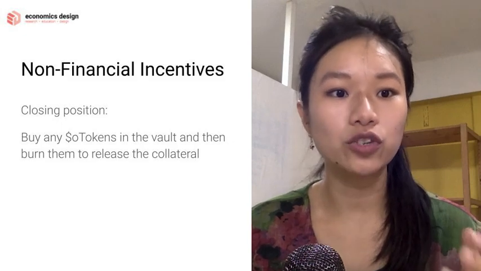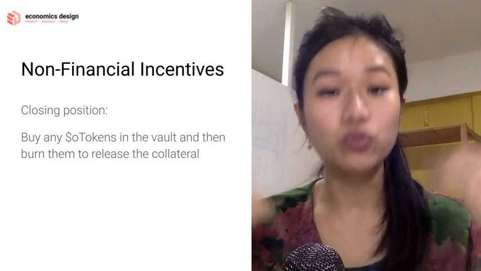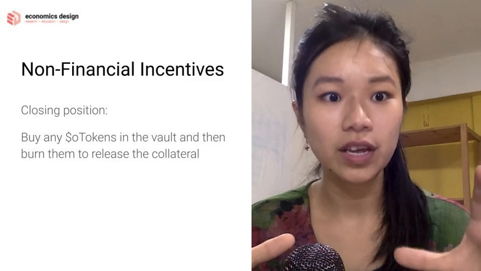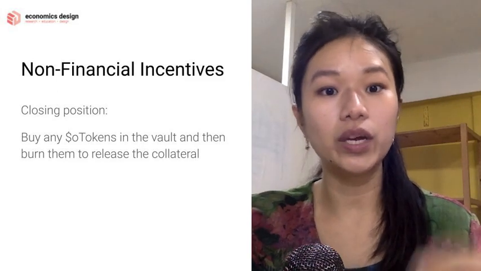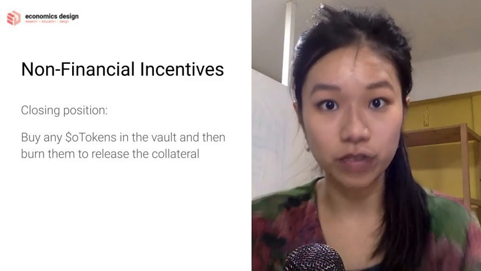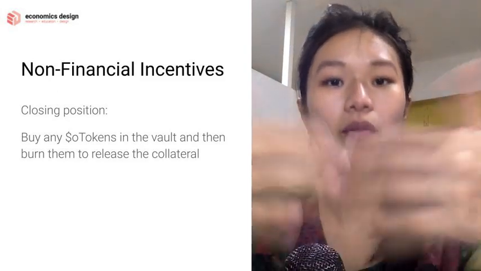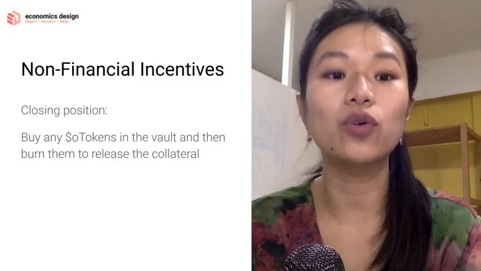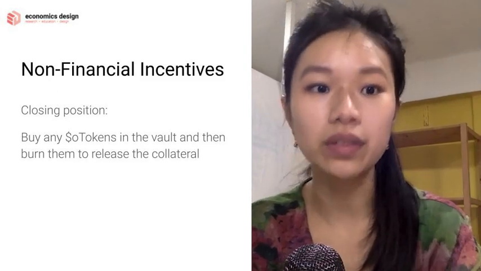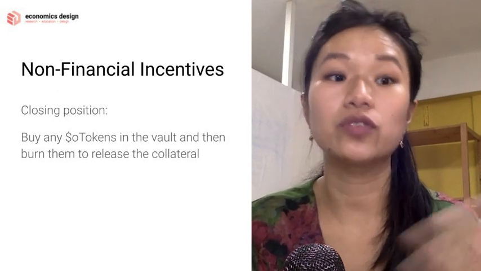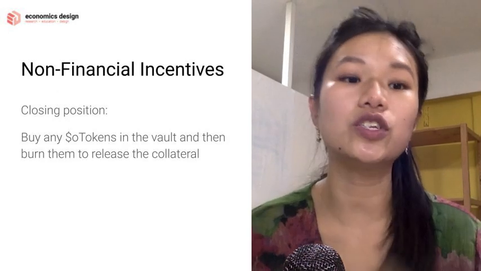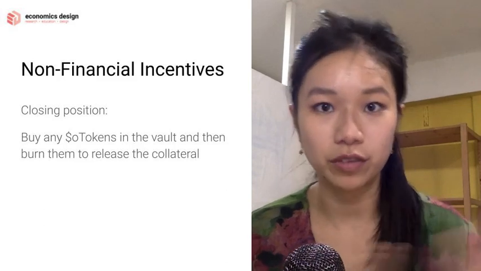So what you can do is, if you want to remove your position, you want to close this, then you will buy all the oETH, you will buy up the collateral, or you buy up all the assets in the vault so that you own all of them, and then you burn the oETH and you redeem all the collaterals. So that is one method to close them. So you need to completely clean out the vault.